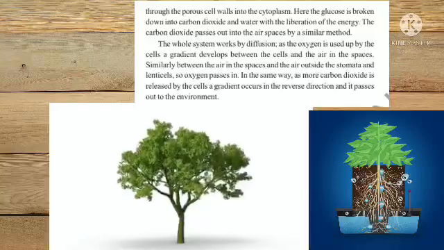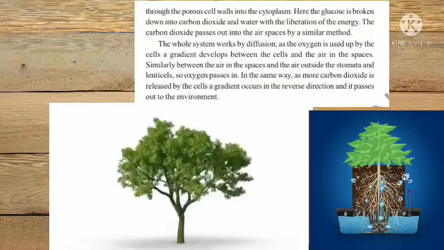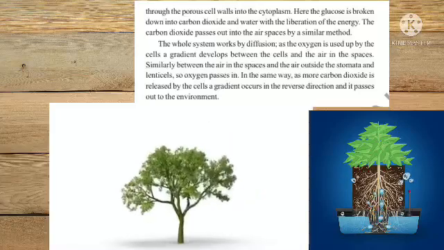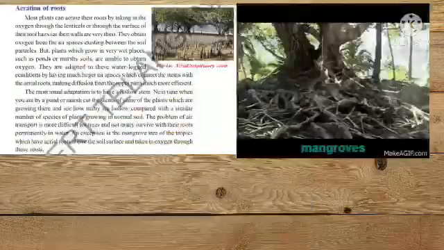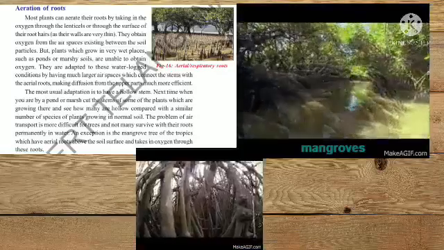You can see it clearly in the GIF. Whenever oxygen tries to enter into the lenticel, from there it passes to the other space and enters down a gradient level. Here we are going to discuss the next topic, that is aeration of root.